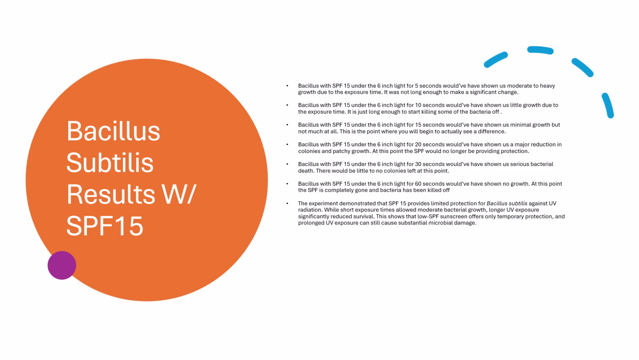So this experiment with SPF demonstrated that it provides very limited protection for Bacillus subtilis against UV radiation, while short exposure times allowed moderate bacterial growth. Longer UV exposure significantly reduced survival. This shows that low SPF sunscreen offers only temporary protection, and prolonged UV exposure can still cause substantial microbial damage.